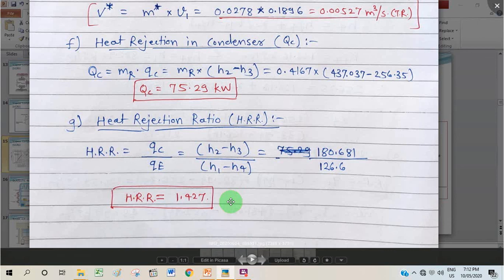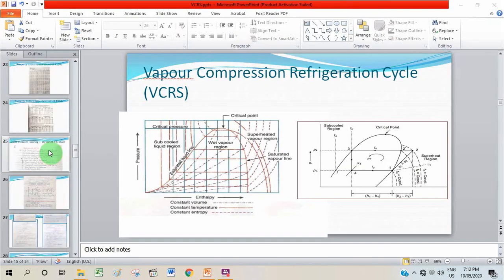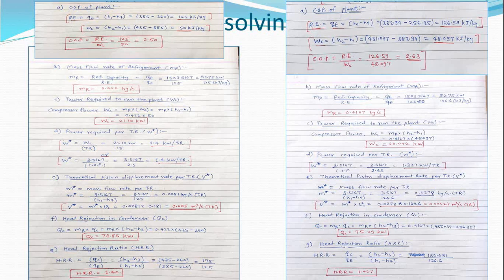Now we can compare the solutions obtained by both the ph chart and property tables. Let me take you to the comparison slide. On the left part I have the solution obtained by the ph chart, and on the right part the solution obtained by the property tables. Here you can compare the answers. COP here is 2.5, it is 2.63, a little higher. Mass flow rate 0.422, it is 0.4167, quite close to each other.